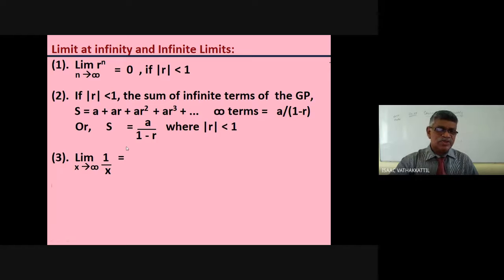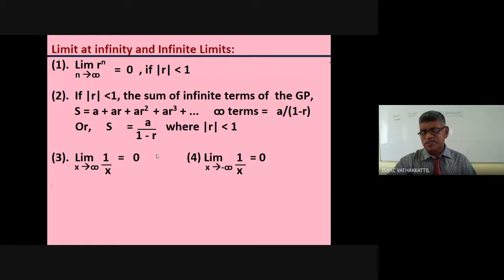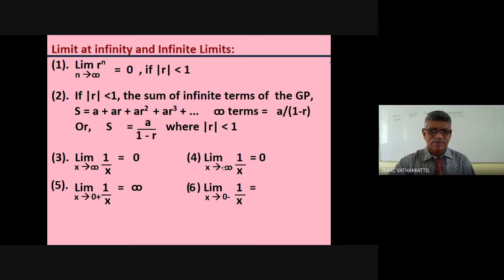Limit x tends to infinity 1 by x. The denominator becomes larger and larger, the fraction will diminish and reduce to 0. Limit x tends to infinity 1 by x is 0. Limit x tends to minus infinity 1 by x is also 0. What will be limit x tends to 0 plus 1 by x? It is infinity. You can even say it is undefined also. Infinity is not defined.